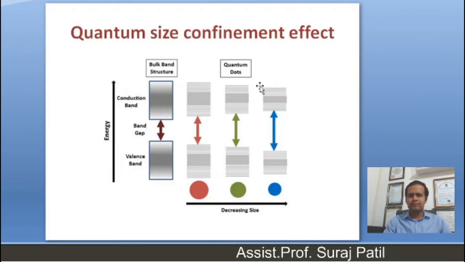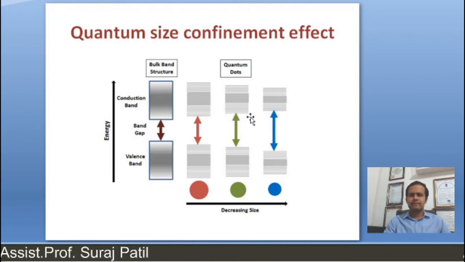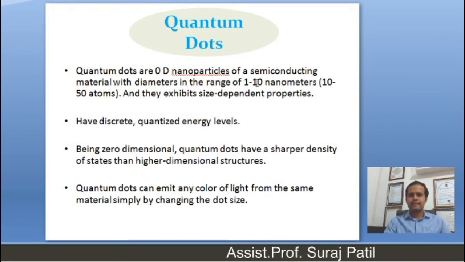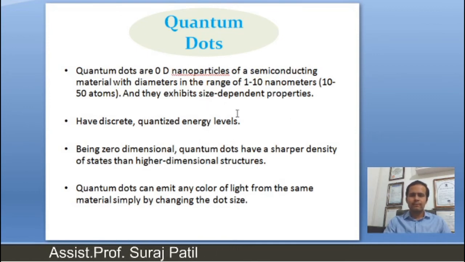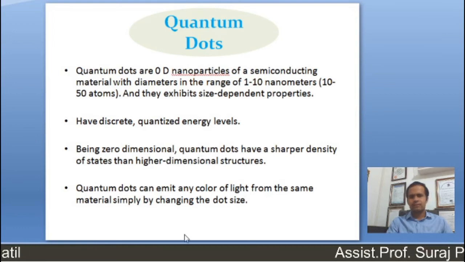Now this is the diagram which shows the quantum size confinement effect. As we decrease the size, we observe the spacing between the energy levels goes on increasing. You can see here the bulk band structure, and as we decrease the size, the separation between the energy levels goes on increasing. Then quantum dots are a special type of quantum material. They are zero-dimensional nanoparticles having a size in the range of 1 to 10 nanometers. The important thing is that their size is comparable to the wavelength of the electron or of light, with discrete sizes and quantized energy levels. This is the basic information about quantum dots.